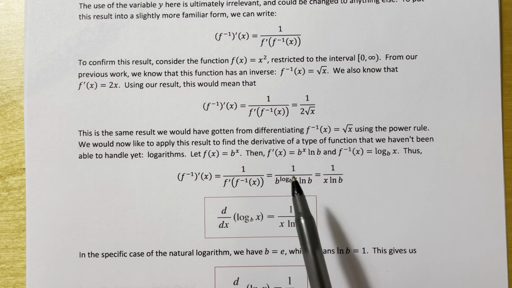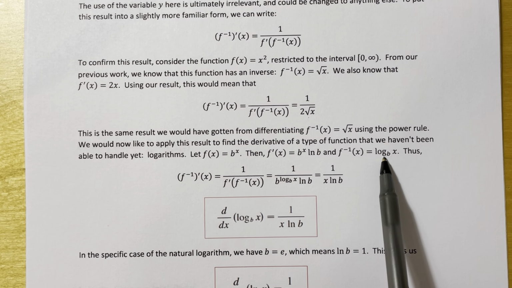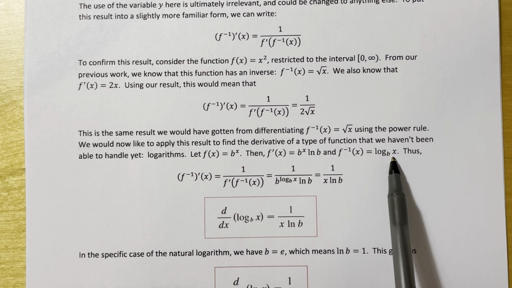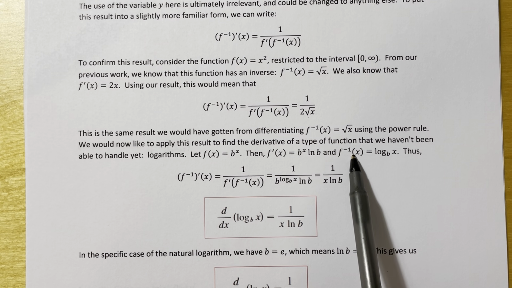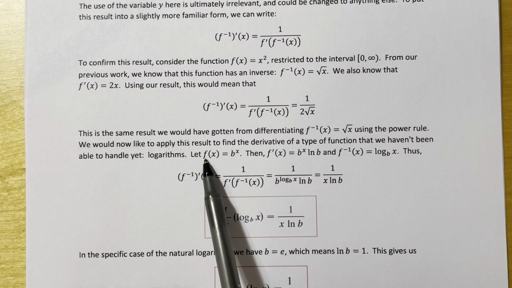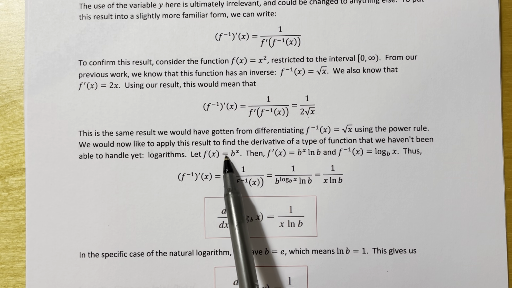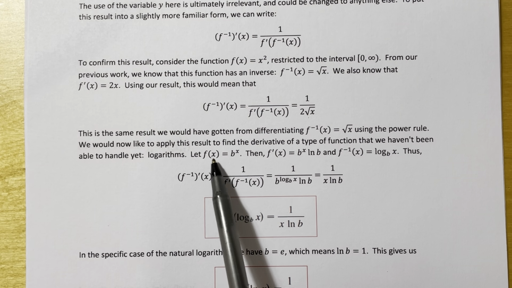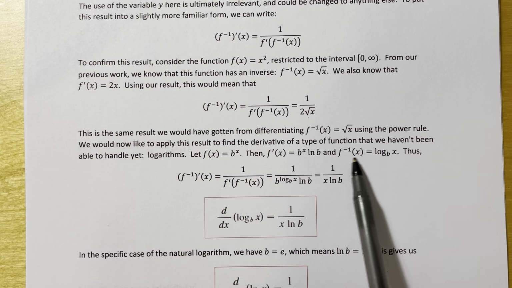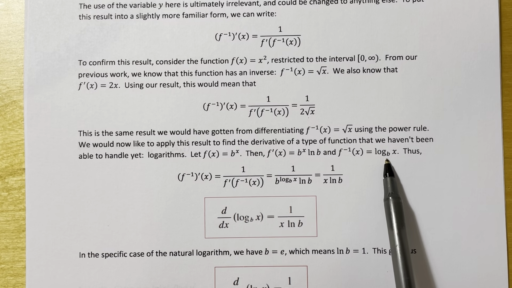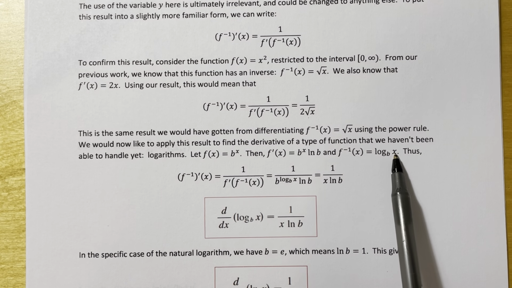So what we're going to do is find the derivative of a general logarithm, log base b of x. And I want to be thinking of that logarithm as an inverse. So that means if I'm looking for something to call f of x, I would want it to be an exponential function. Let's let f of x equal b to the power of x. This would mean that the inverse function that I'm looking at is log base b of x.